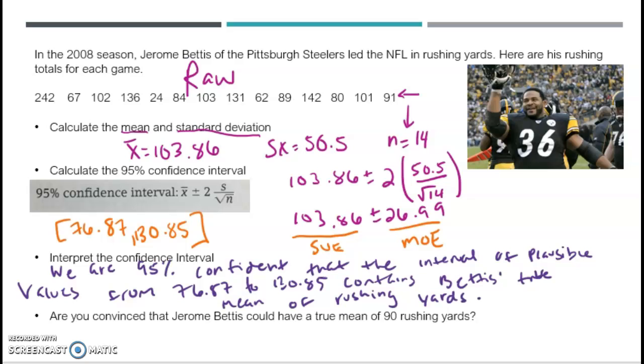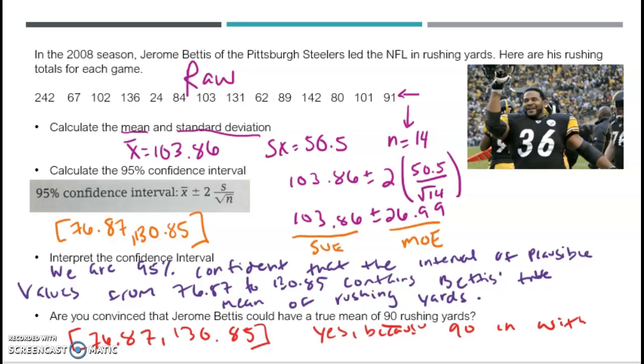Okay, so the last thing I want to talk about, which is going to be a lot of different questions that you're going to see on your quiz tomorrow. It says, are you convinced that Jerome Bettis could have a true mean of 90? If he has a true mean of 90, what we're doing is we're taking our interval and looking inside to see if that's in there. Could he have that value? Is that value located in your interval? And we're going to say yes, because 90 is contained in the interval, or 90 is within the interval.